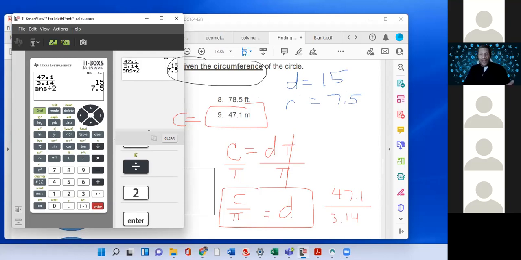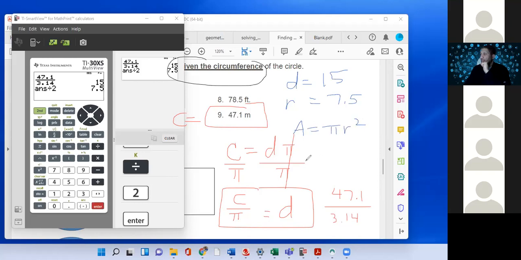Now, if I know my radius is 7.5, how would I find the area of this circle? What's the formula for area of a circle? If you don't know it, look at your formula sheet. What is the formula for the area of a circle? Pi r squared.